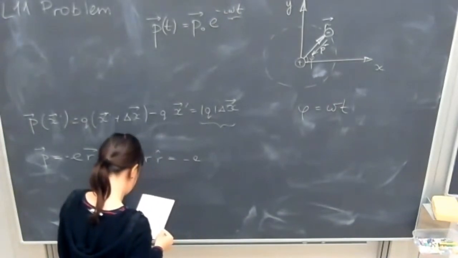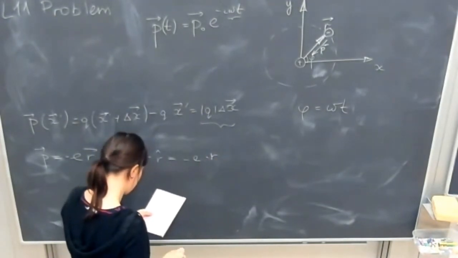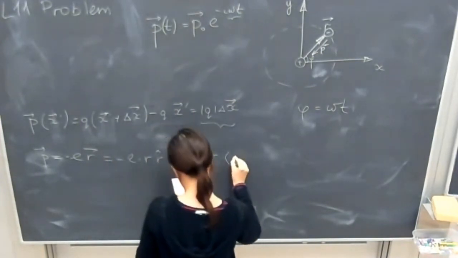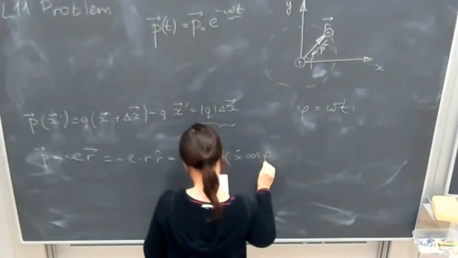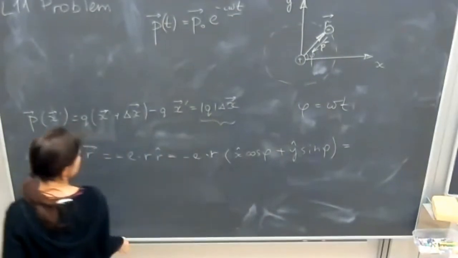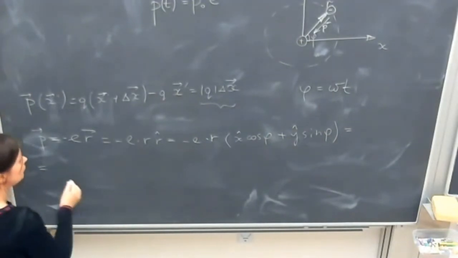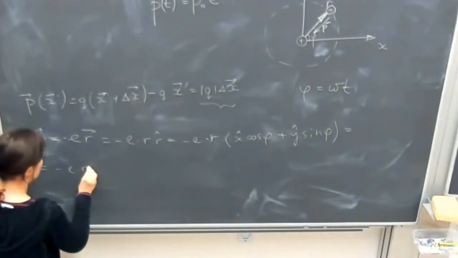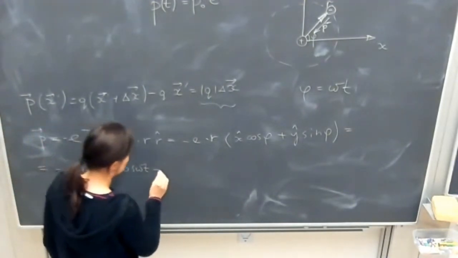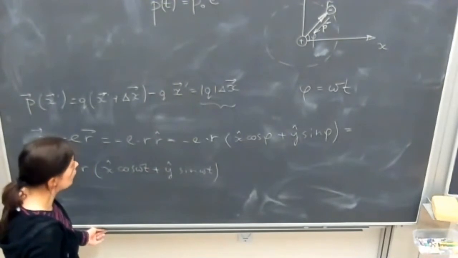So R would be some magnitude, the displacement, and then the unit vector is cosine phi x plus y sine phi, and then it becomes minus, cosine omega t x plus y sine omega t. So we got closer to this form.